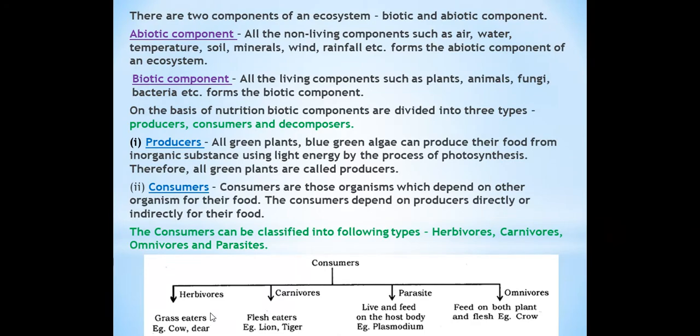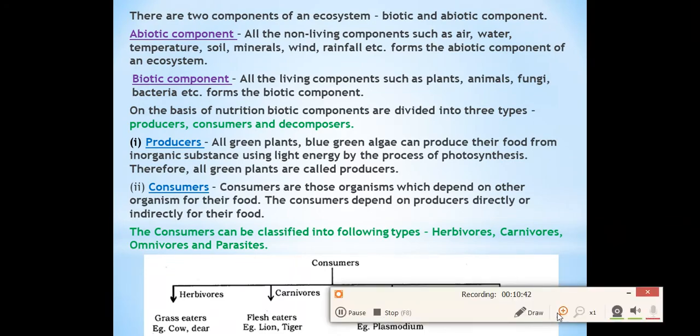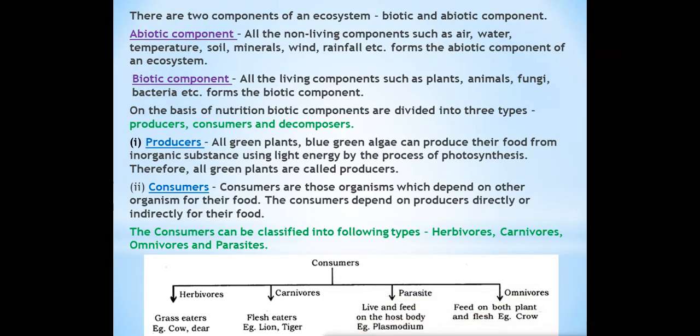Now, again we will read about biotic and abiotic components. So there are two components of the ecosystem, biotic and abiotic. So what are abiotic components? Again, abiotic means non-living. So all the non-living components such as air, water, temperature, soil, minerals, wind, rainfall, etc. form the abiotic component of the ecosystem.